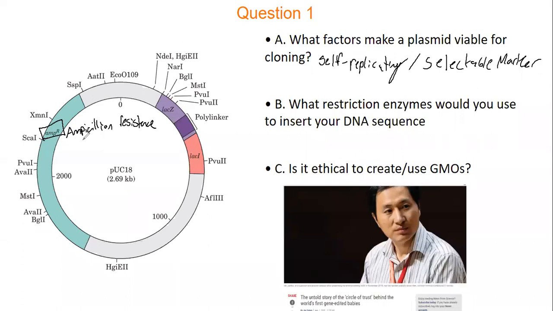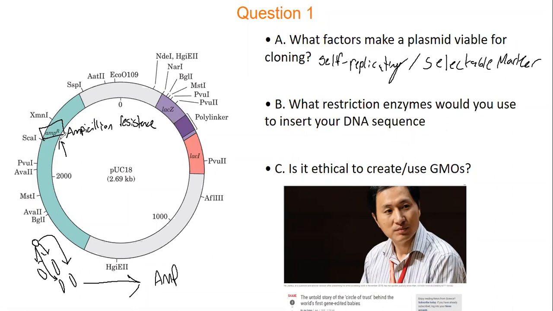The idea here is, if I have a bunch of cells, and I'm trying to put my plasmid into the cells, I need to know which cells have successfully gotten my plasmid. So after attempting to put my plasmid into the cells, I'm going to put them on a plate that is covered with ampicillin. Any cell that does not have my plasmid will be killed by ampicillin, and they will not live on my plate. The cells that did receive my plasmid now have gained ampicillin resistance, and so they will live. So that is what a selectable marker is.